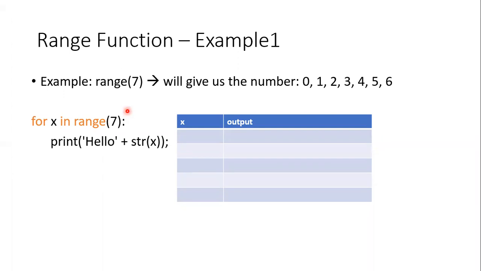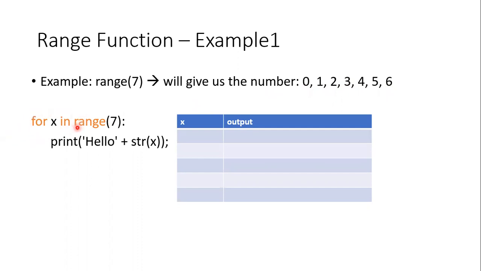Let's look at that other example. So in this example, we are now having a range of 7. So with the range of 7, it's going to generate numbers from 0 up to 6. Remember, it's 1 less than this value that is specified in the brackets. So the numbers that will be generated will start at 0, go all the way sequentially 0, 1, 2, 3, 4, 5, 6, and stop when it reaches 6.